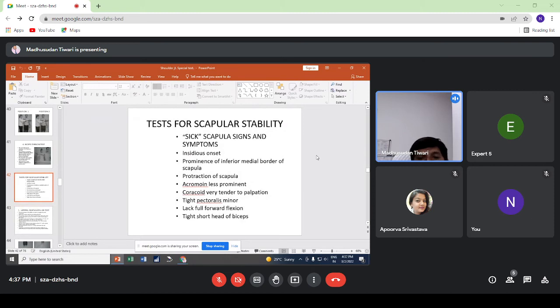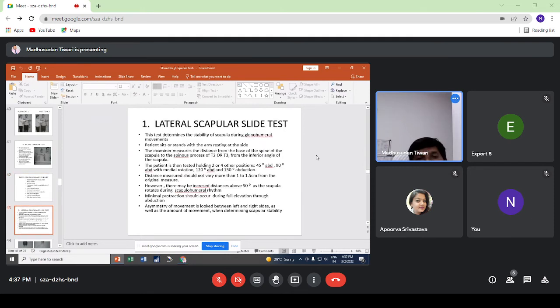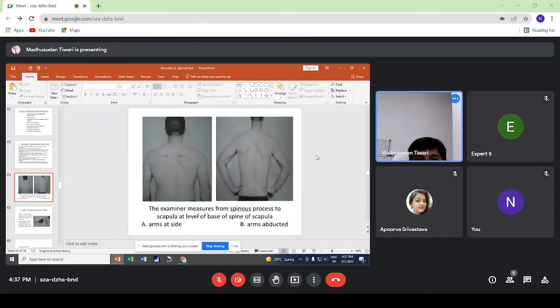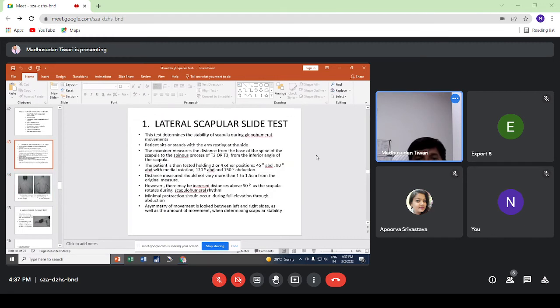The scapular stability test is done by the lateral scapular slide test. This test determines the stability of the scapula during glenohumeral movement. The patient sits or stands with the arm resting at the side. The examiner measures the distance between the base of the spine of the scapula and the spinous process of T2 or T3 from the inferior angle of the scapula.